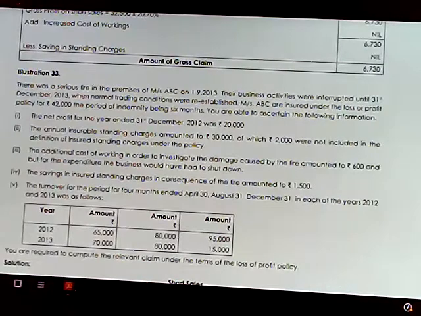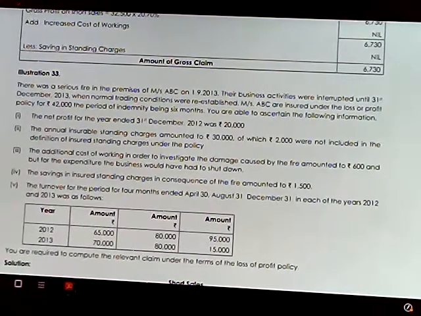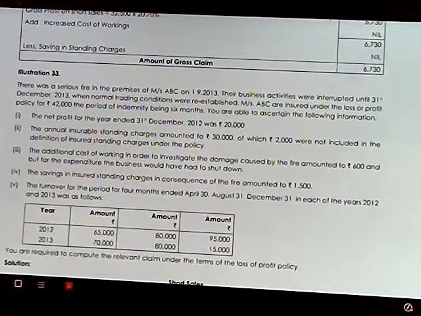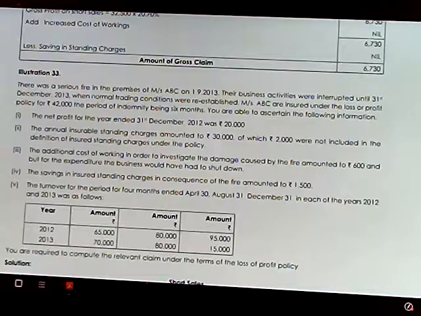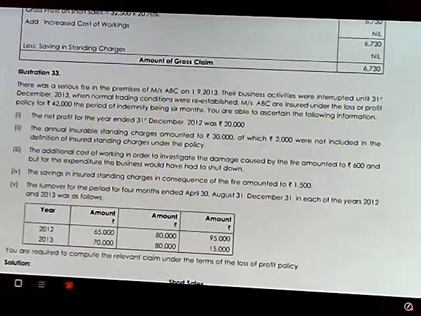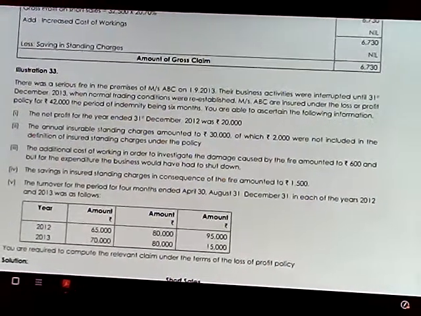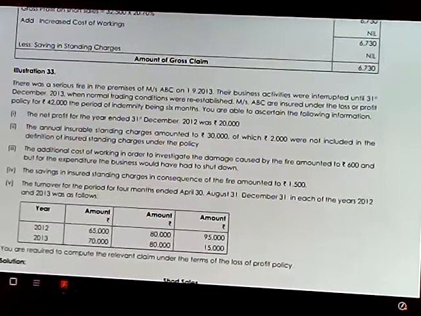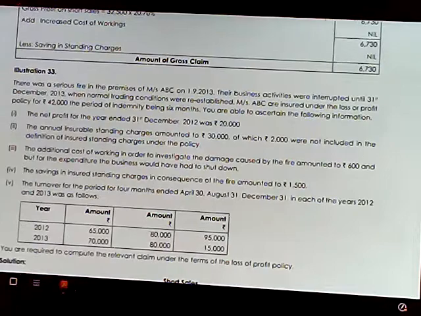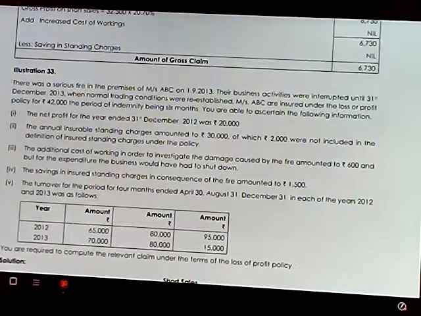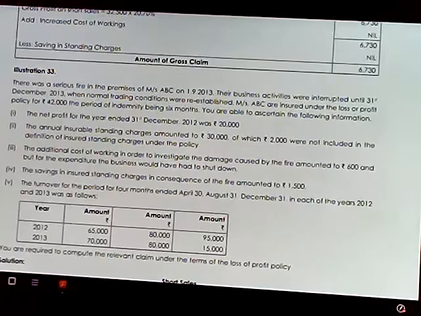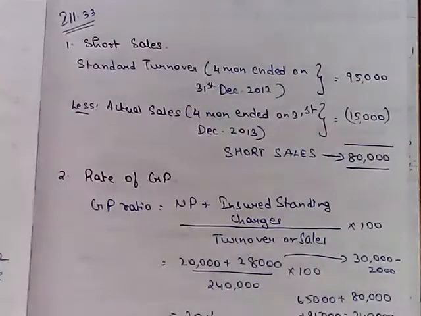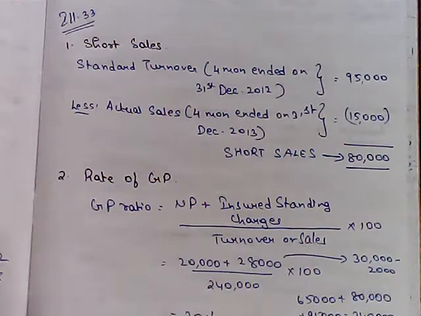The turnover for the periods of 4 months ended April 30th, August 31st, December 31st in each of the years 2012 and 2013 was as follows. For 2012 the amounts are 65,000, 80,000 and 95,000. For 2013 it is 70,000, 80,000, 15,000. You are required to compute the relevant claim under the terms of the loss of profit policy. Okay, so this is also a very simple problem. Moving on to the solution.